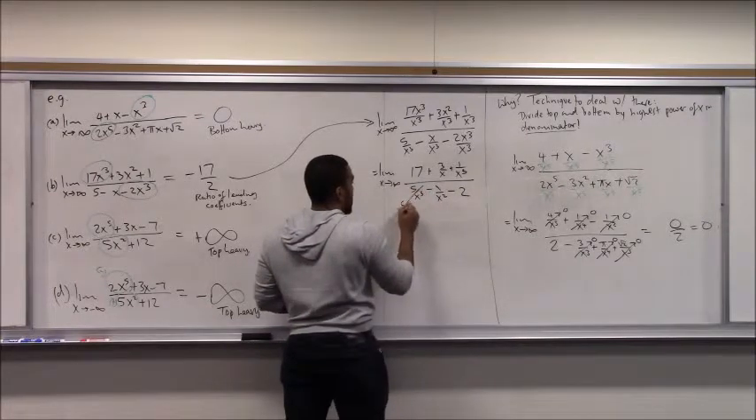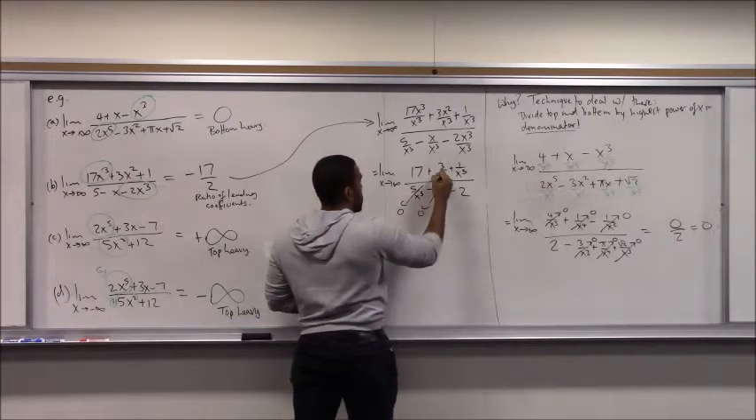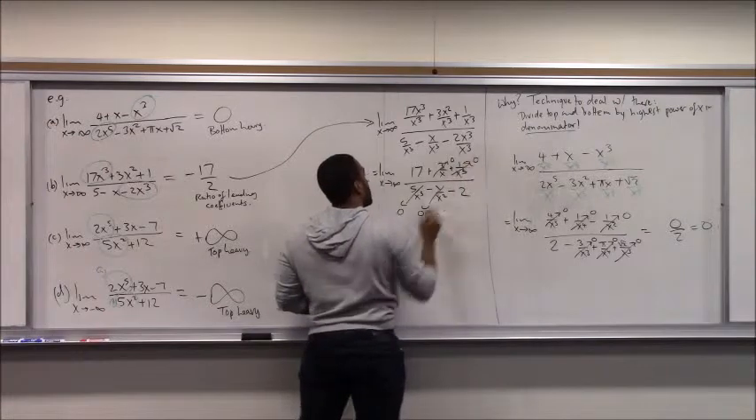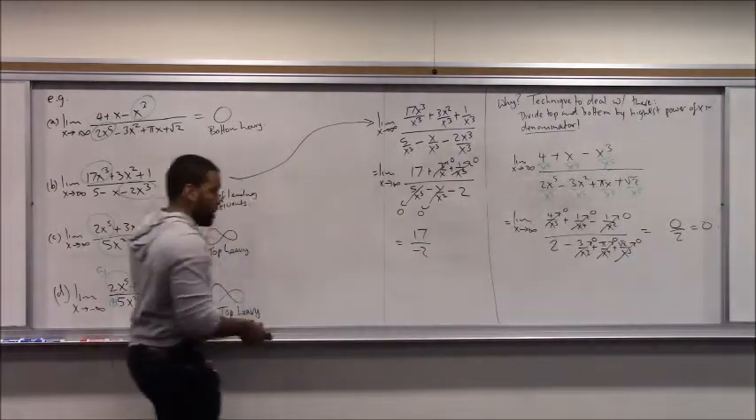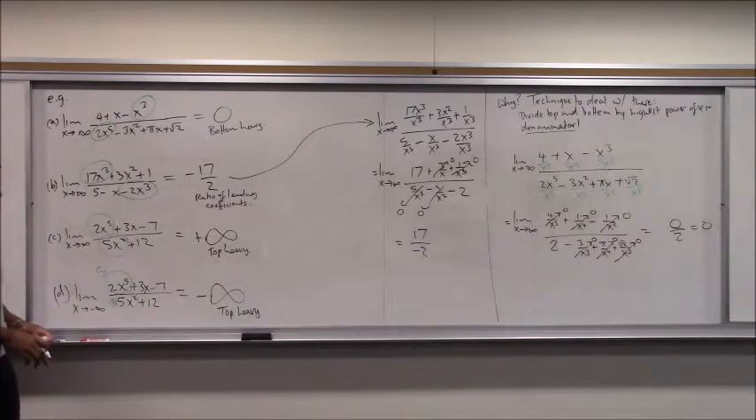Realize all of these guys would go to 0. And so you'll end up with 17 over minus 2, which is what we know is the answer. Then why don't they go to 0? Because we have a fraction where the top is a constant and the denominator is going to infinity.